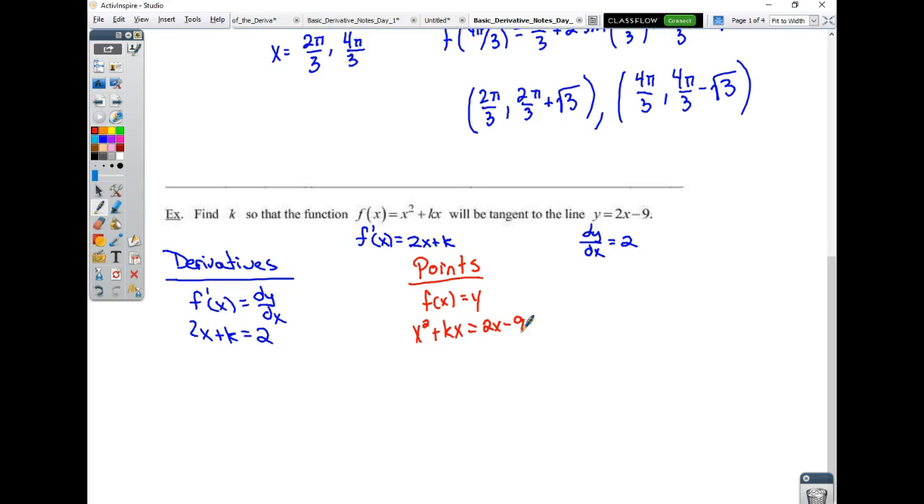2x minus 9. With that, I have now created two relationships between these equations. I have two variables I need to solve for. I can now solve this problem. How do you want to do it? Substitution. Well, what am I going to substitute?